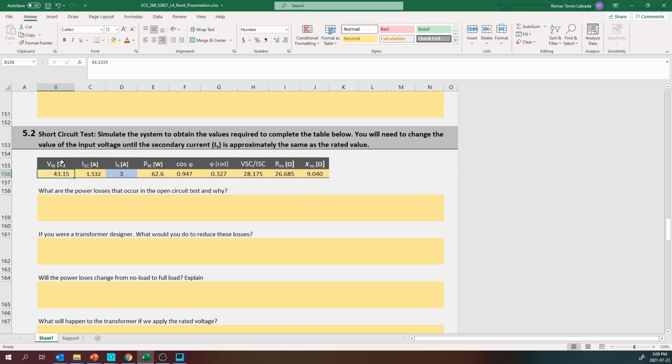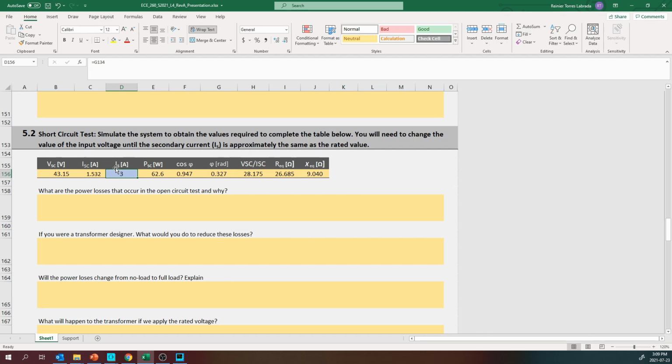In the lab, you need to start this test with the knob of the power supply at 0, and there's a warning in the lab manual. If you don't do that, you can burn the transformer. And so you start from 0 very slowly until you read the nominal current in the secondary, so the current that you measure approaches the nominal current.